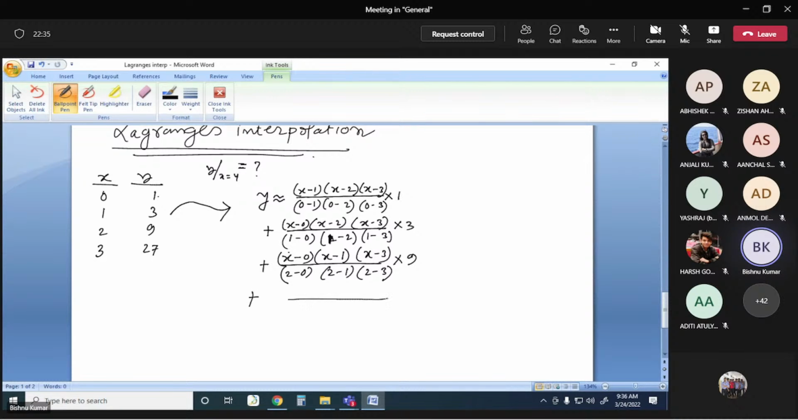Plus the last term: except the last value, subtract all x values: x minus 0, x minus 1, x minus 2, divided by 3 minus 0, 3 minus 1, 3 minus 2. The corresponding y value you multiply is 27. This is your approximated polynomial, the Lagrange's interpolated polynomial. In that polynomial, you put the value x equals 4, and whatever result you get is the approximate answer.